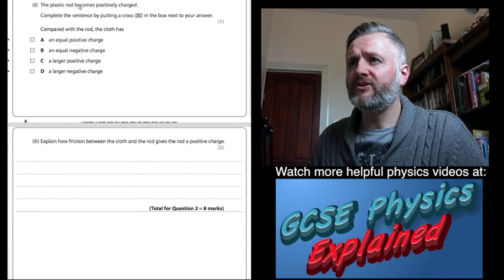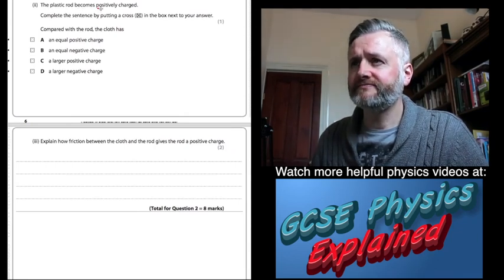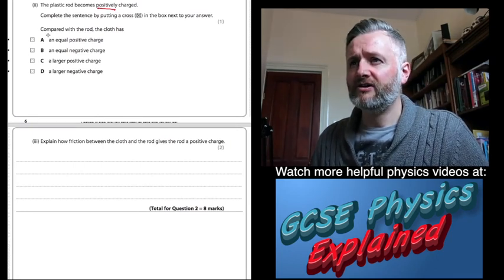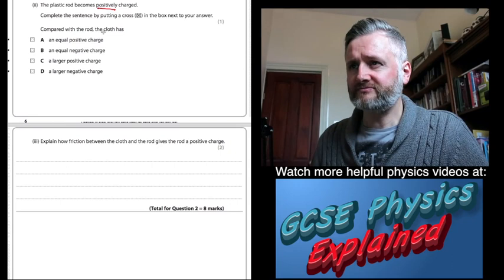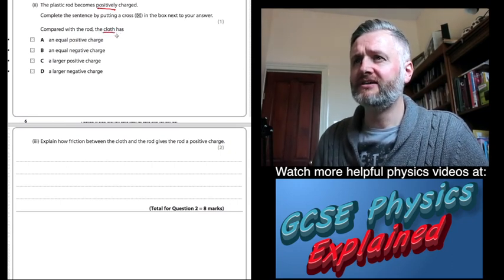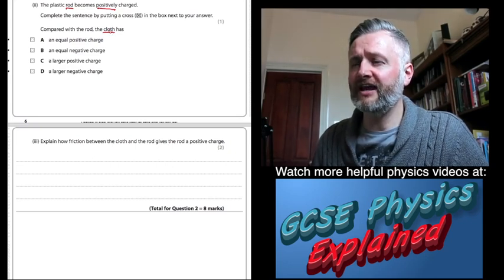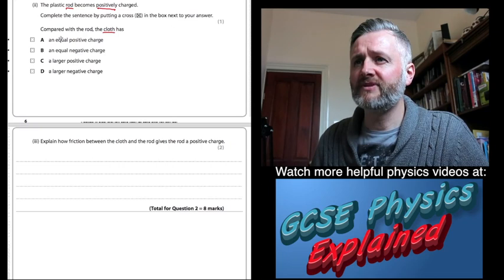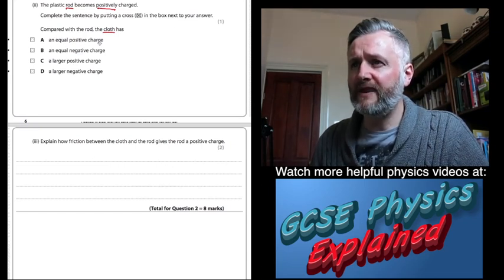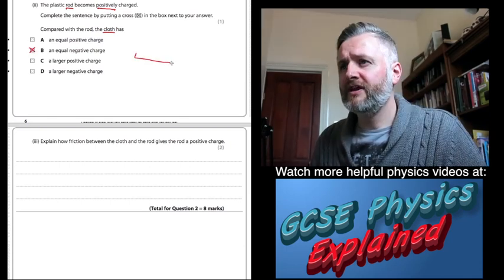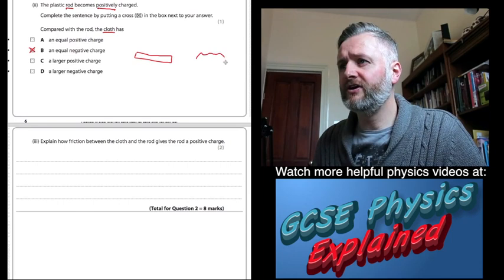Part 2. The plastic rod becomes positively charged. Complete the sentence by putting a cross in the box next to your answers. Compared with the rod, the cloth has, well, if the rod becomes positively charged, that's because it's lost electrons. That'll mean that the cloth has gained electrons, so that'll be negative. So an equal positive charge? Nope. An equal negative charge? Correct. So there's the rod, and there's the cloth.